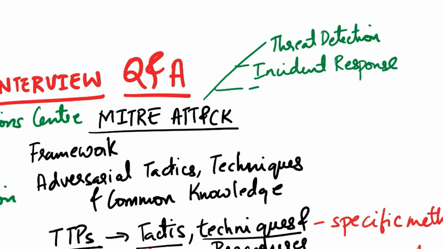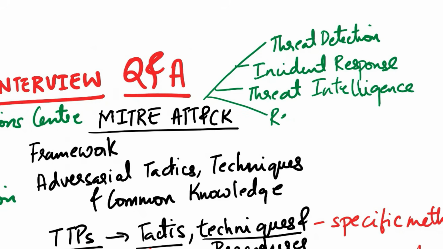Next, MITRE ATT&CK can help with threat intelligence. SOC analysts can use the framework to contextualize threat intelligence information. By mapping threat intelligence to specific attack techniques and tactics, they can better understand the relevance and potential impact of threat actor activities on their organization.